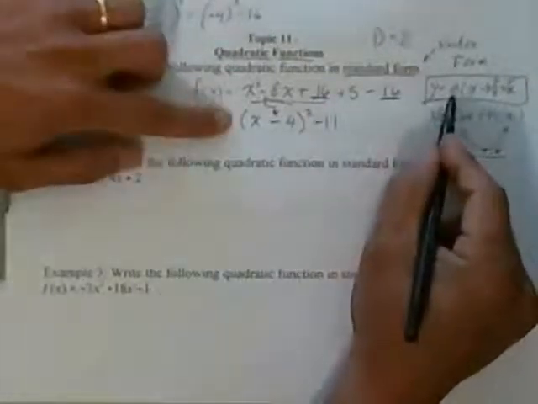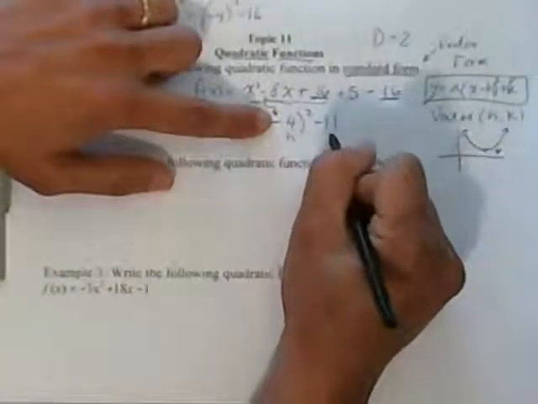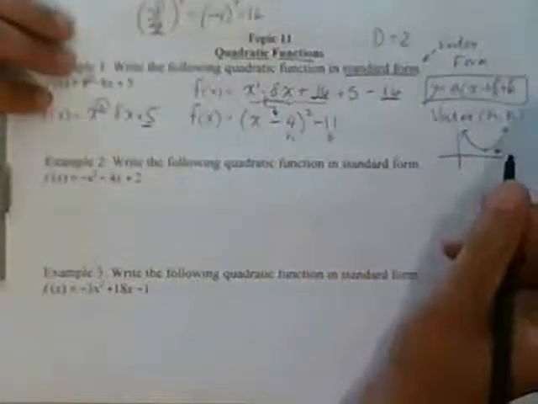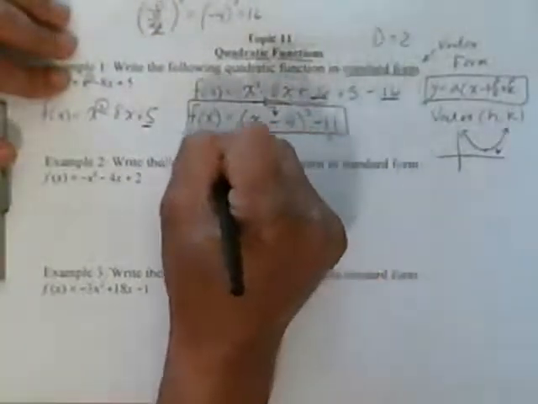Our a value is 1. Our h value is 4. That's our h. And that's our k. So for the vertex, write the following in vertex form, we just did that. That's all we need to do. Okay.